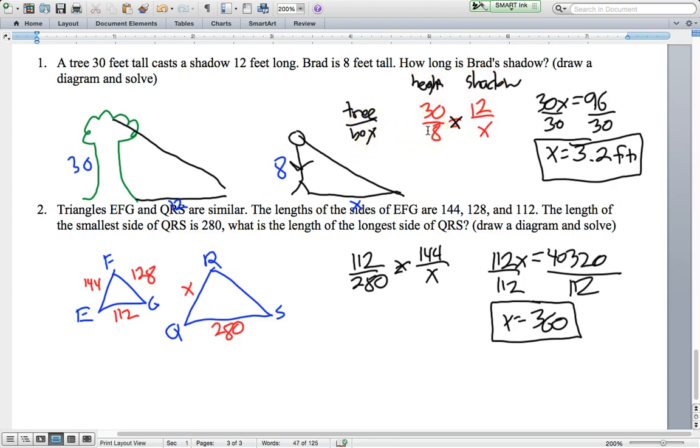That's fine. So once I do that, I cross multiply, get 30x equals 96, divide by 30, so x equals 3.2 feet. That's how long the boy's shadow is.